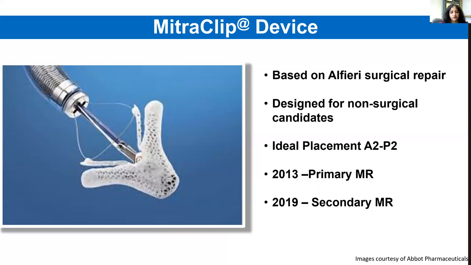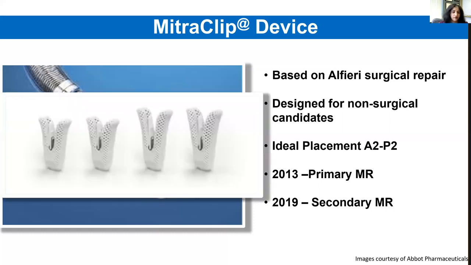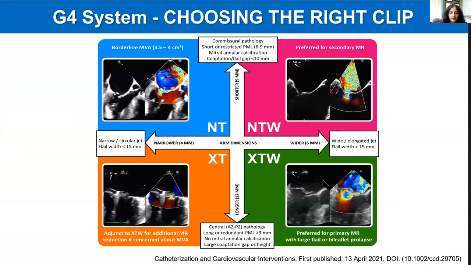This is the old iteration of the MitraClip device. The new iteration of the MitraClip device, called the G4 system, actually comes in 4 sizes: a small and a large, and a narrow and a wide. And this is a great graphic from some of my echo colleagues, really kind of describing some of the thinking that goes on in deciding between the 4 clips. And I would say if you look at this and you can review this more, you can really see that most of the characteristics that decide which clip to use are based on echo parameters.